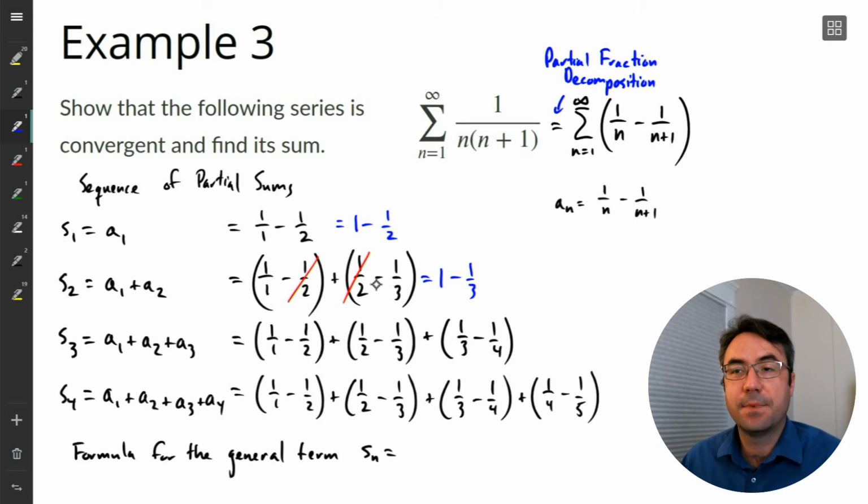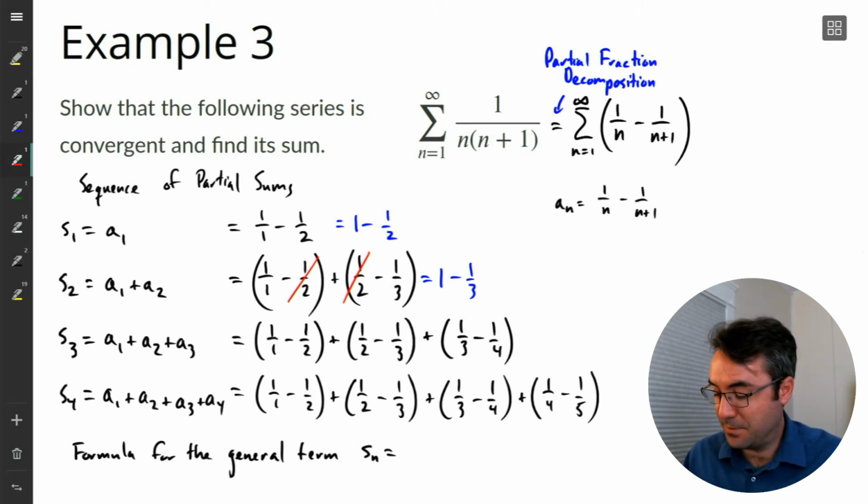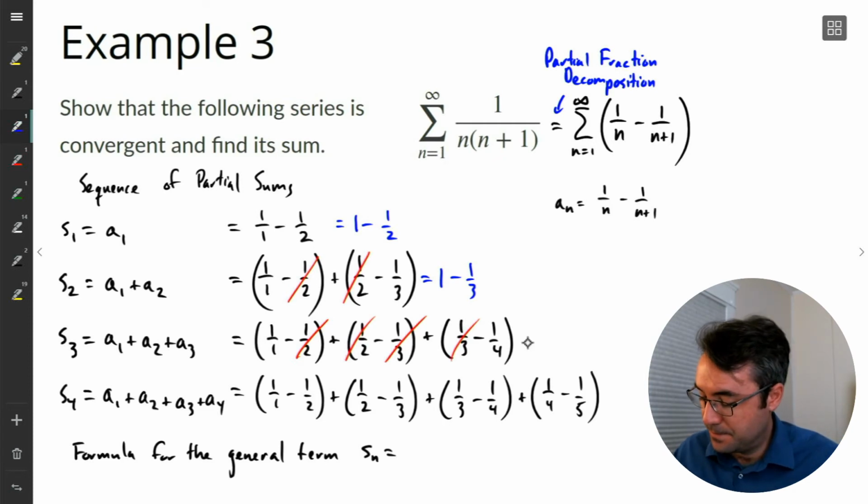Notice everything in the middle here canceled, and we're just left with our first term and our last term. Now let's look at S3, and we're going to see even more canceling. We start off with 1, but then we have a minus 1 half and a plus 1 half, so those are going to cancel. Then we have a minus 1/3 and a plus 1/3, so those cancel too. This whole thing just shrinks down to just 1 minus 1 over 4.